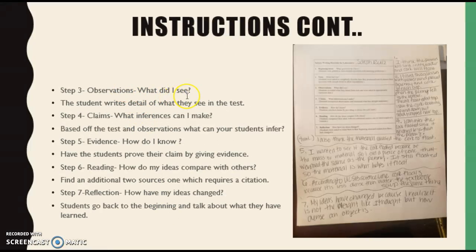Step 3, observations. What did I see? The students write details of what they see in the test. So I wrote, I saw the penny fell to the bottom of the cup. The cork floated at the top. I saw the cork bobbing up and down, but slowly it ended up stopping near the top of the cup.